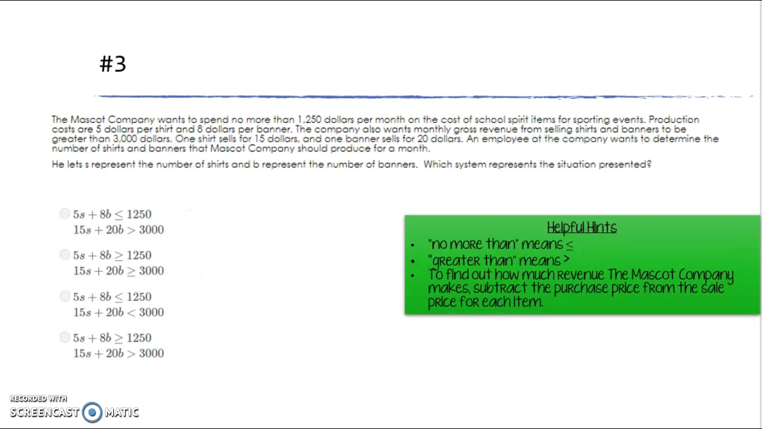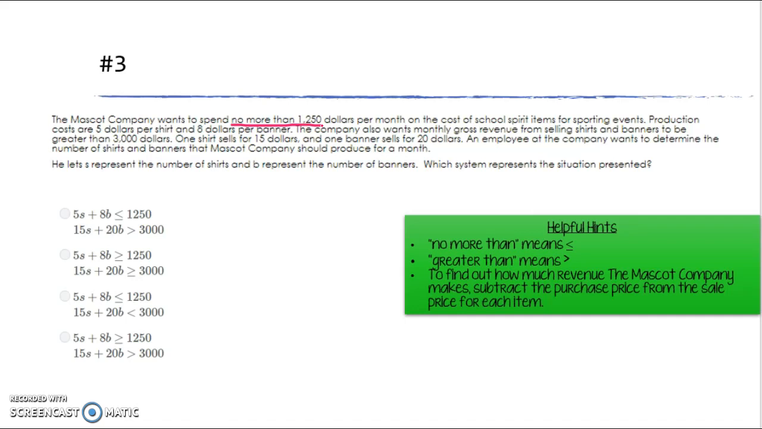Number 3, the mascot company wants to spend no more than $1,250 per month on the cost of school spirit items for sporting events. I'm going to pause right there and underline no more than $1,250 because that's going to show me that I have some sort of a budget.